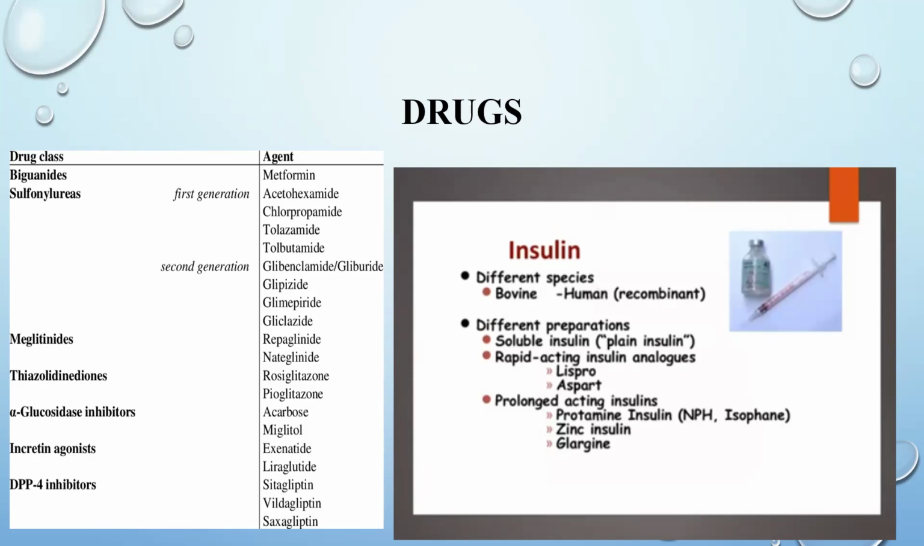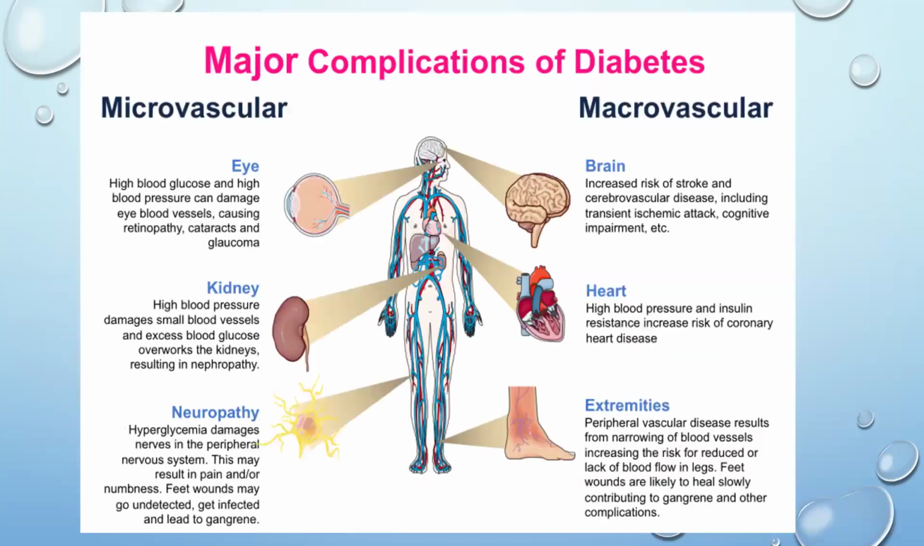While for insulin, we have different types of insulin. We have bovine and human recombinant, while there are certain other preparations which include soluble insulin or plain insulin, then rapid-acting insulin analogs, which include insulin lispro and aspart, and prolonged-acting insulin, which includes protamine insulin, zinc insulin, and glargine.